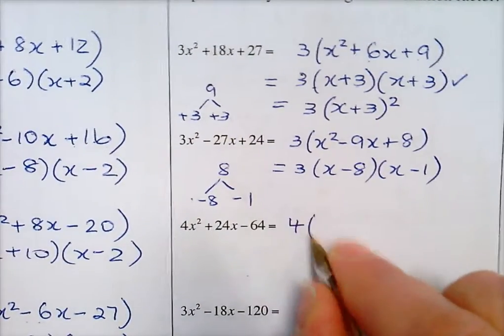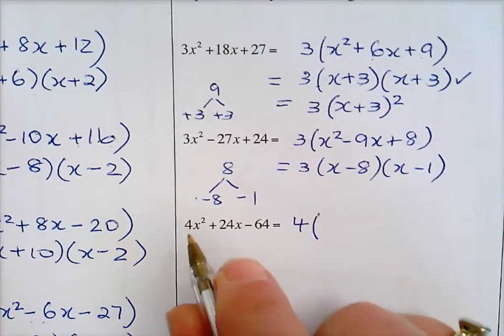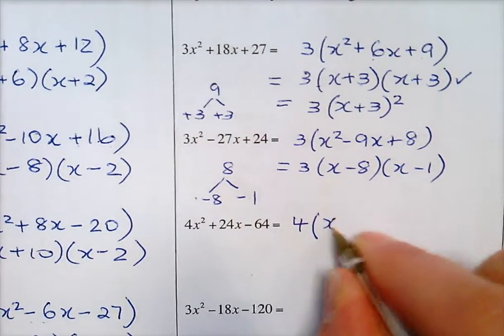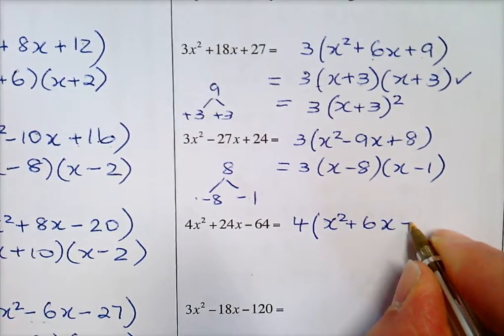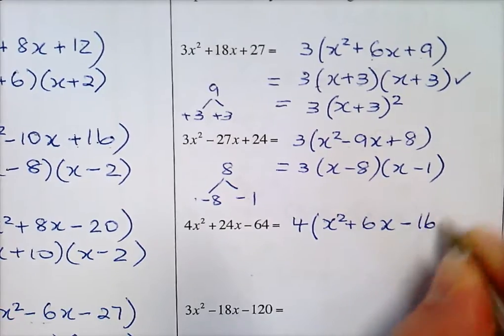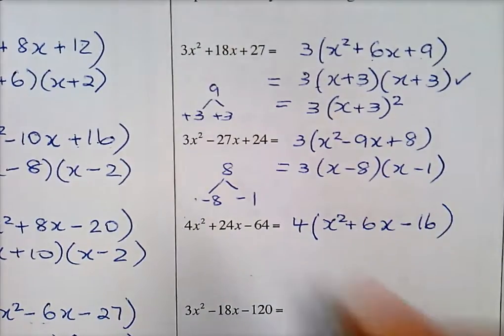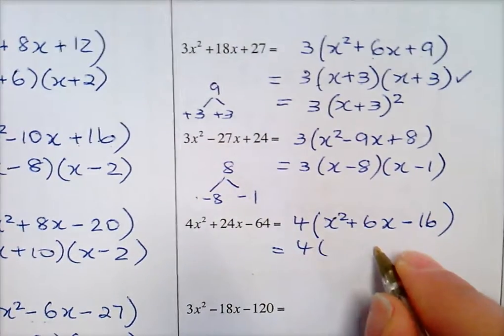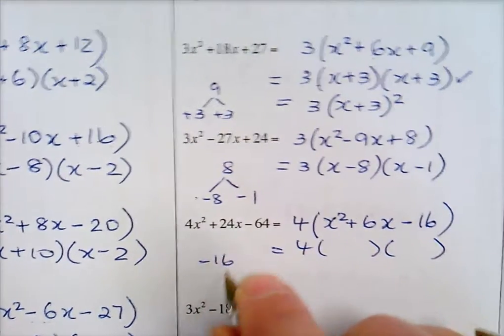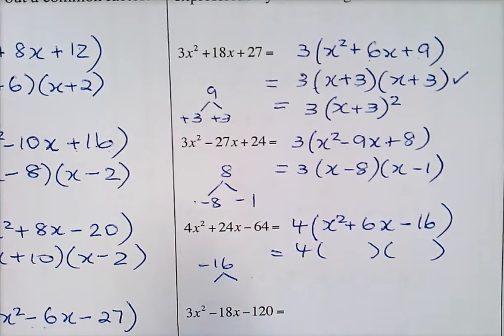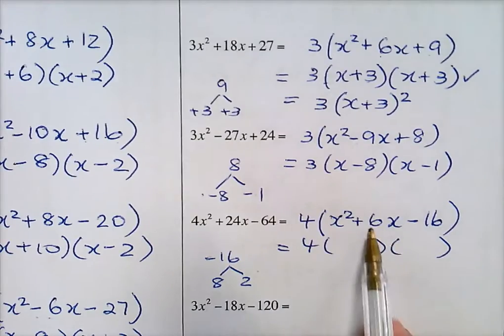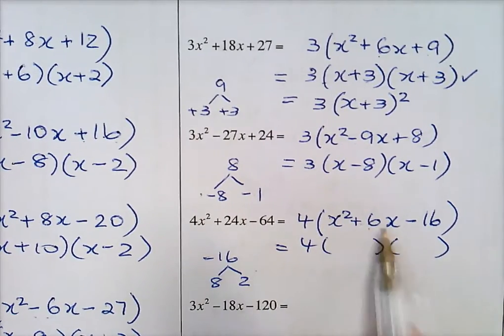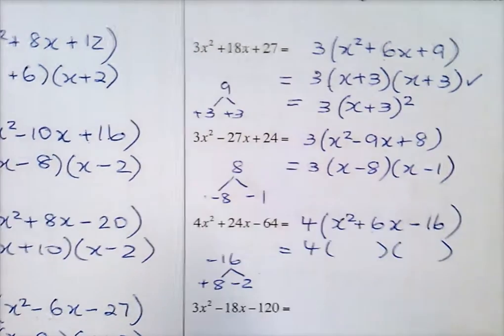The next one, 4 is the common factor with 4, 24 and 64. We've got 4 bracket x squared plus 6x minus 16. So two numbers that multiply to give negative 16 but add up to give positive 6. It's got to be 8 and 2. So 8 and 2, do we want more pluses or minuses? I want plus 6 to be my sum, plus 8 minus 2.